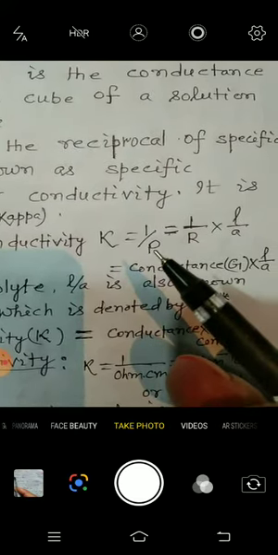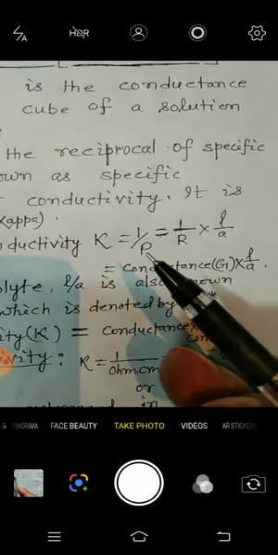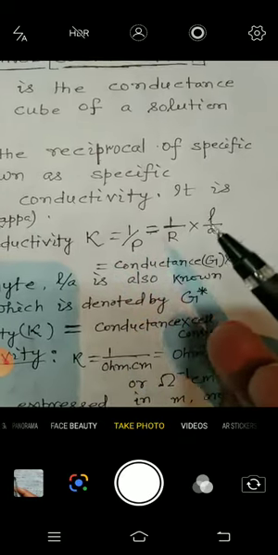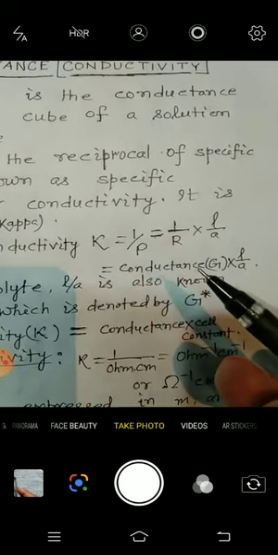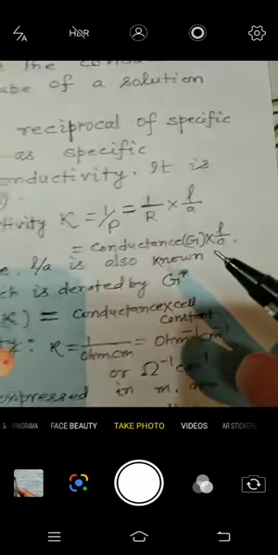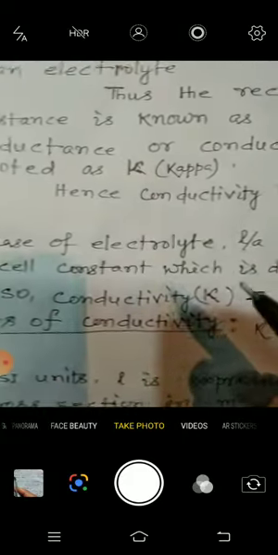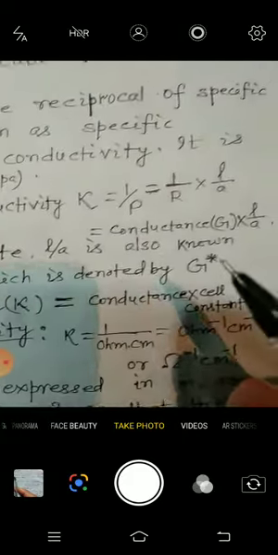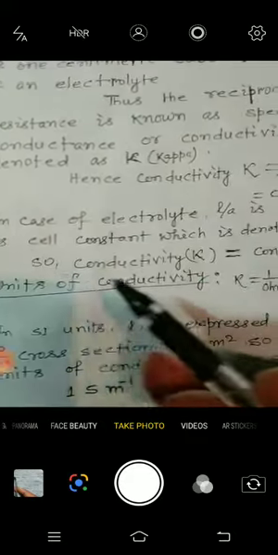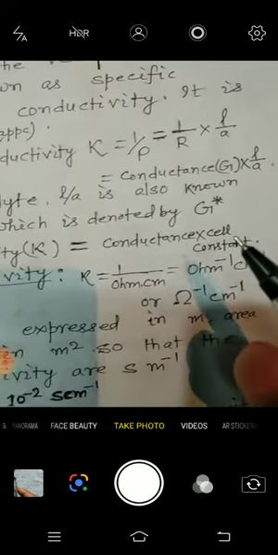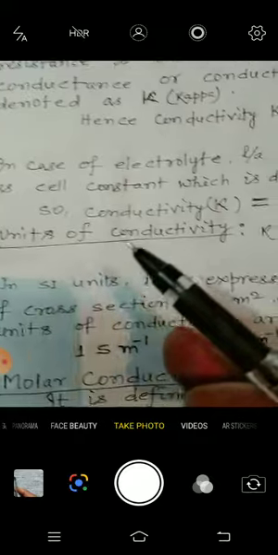When you convert this relation of resistivity, you will get kappa equal to conductance, because 1 by R is conductance, multiplied by L by A. In case of an electrolyte, L by A is also known as the cell constant, which is denoted as G star. So kappa, conductivity, will be equal to conductance multiplied by cell constant.